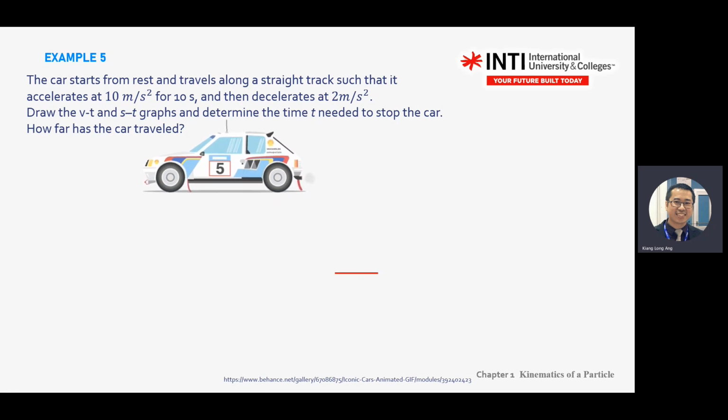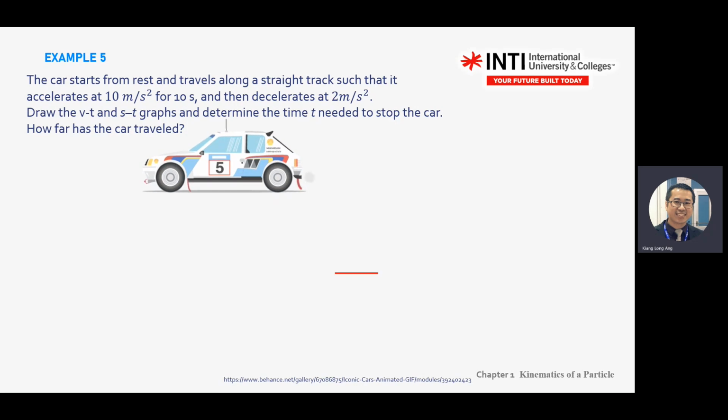So it starts from rest, so you know your initial velocity, V0. And it accelerates at a equal to 10 meter per second square. Then it decelerates at 2 meter per second square. So again, a positive acceleration value means it accelerates, becoming faster and faster. If you become slower and slower, remember the negative sign. Make sense?